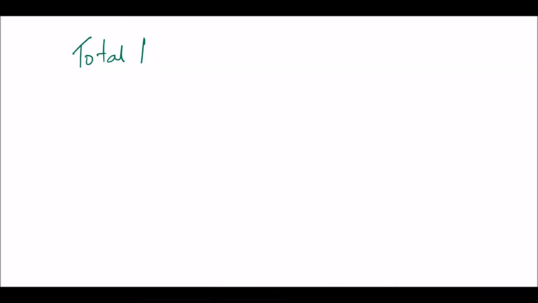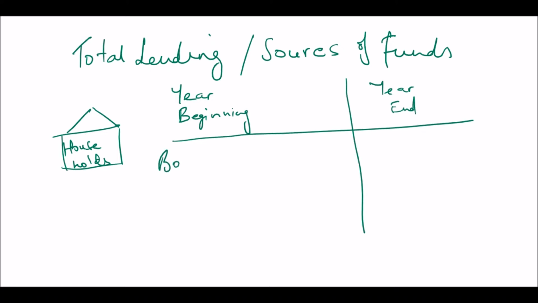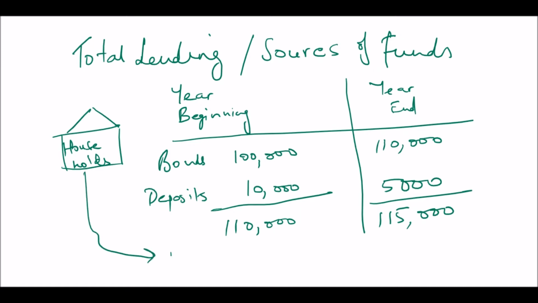Now let's take an example of a household. So if a household invests, say, $100,000 in bonds and $10,000 in deposits at the start of the year, making the total financial assets invested at $110,000, and if by the end of the year the investment in bonds increases to $110,000 and the time deposits decrease to $5,000, making the investments at the end of the year $115,000, the household's net lending in that year is $5,000. So that's an increase. So the households have lent or are providers of funds for that year or that period.